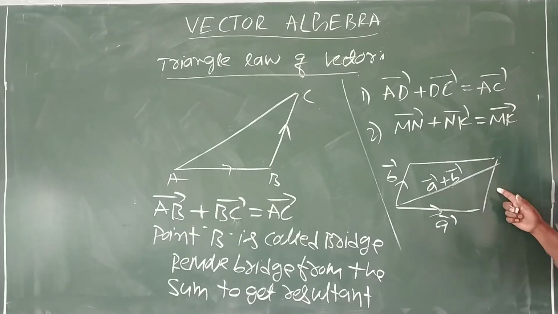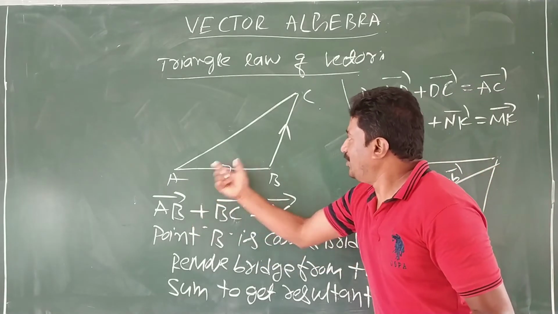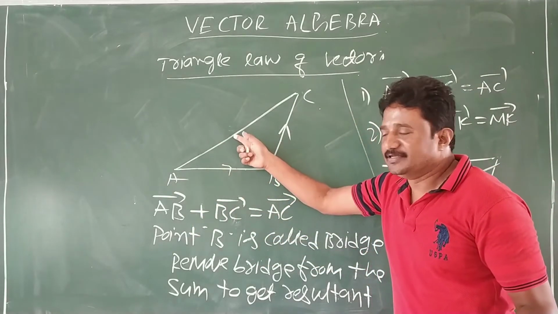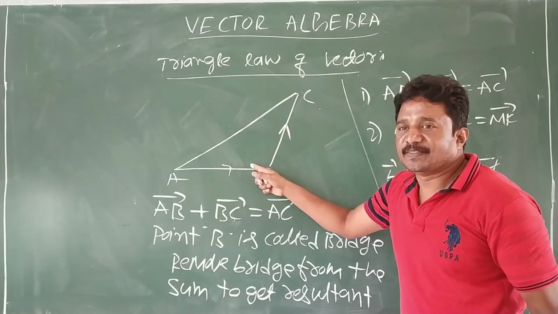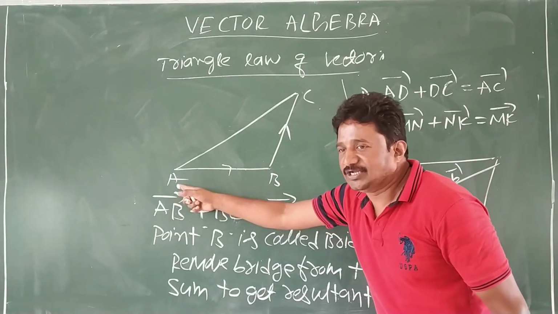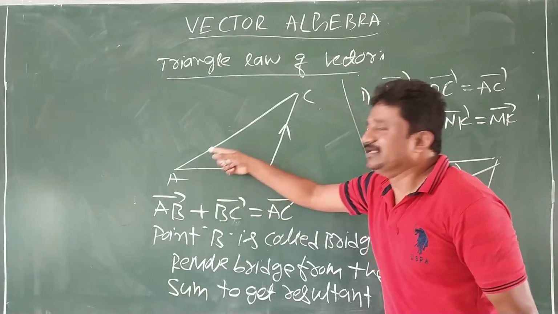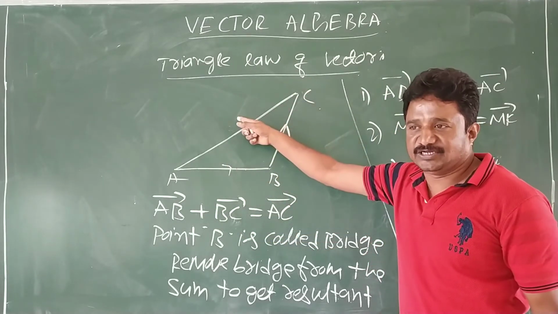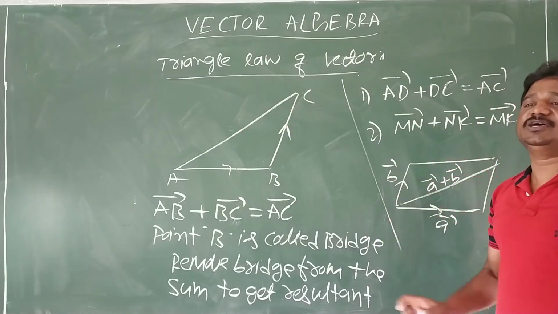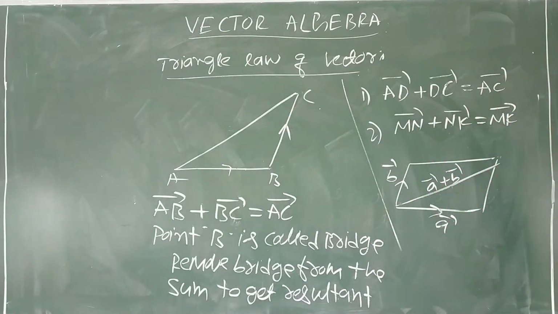A plus B. So the sum of these two should be equal to this one. Sum of these two sides, magnitude and direction plus magnitude and direction should be equal to what? This magnitude and direction. Right? This is called as what? Triangle. I hope you understood this triangle very well.